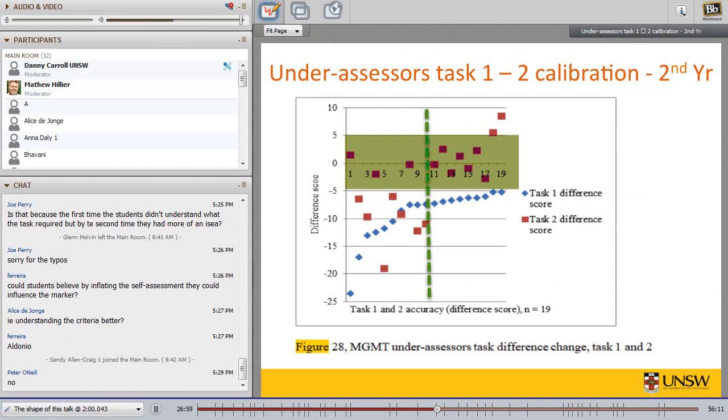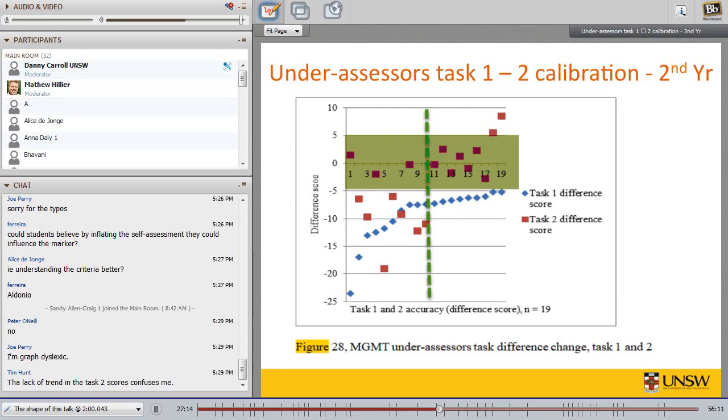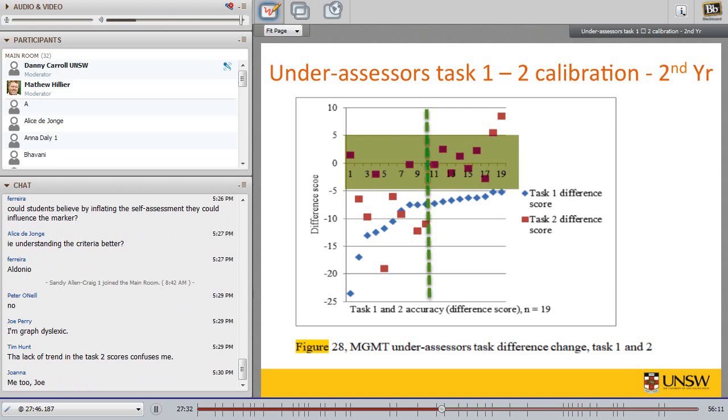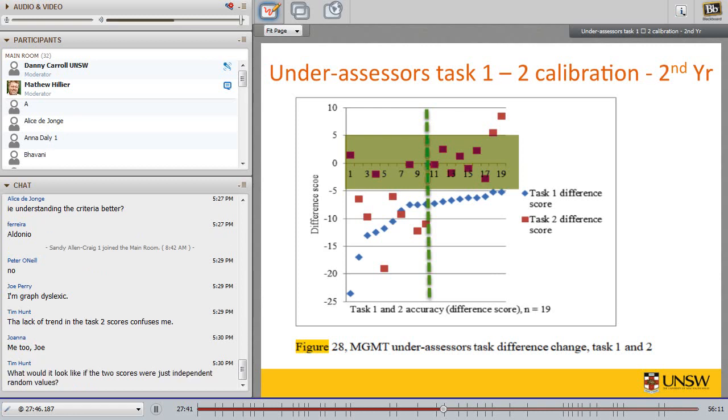I'll press on to the next one, and see if there's any reaction. Next one's a bit similar. It's under-assessors, and the under-assessors show a similar thing. So perhaps I didn't explain this clearly before. This is an individual student. So this student, on the first task, task 1, really strongly underestimated. It's the same person here, and this one matches to this one. So these students who underestimated, again, as a group, nearly all of them calibrated to more realistic self-assessment, just like the over-assessors did in general, especially the strong ones.